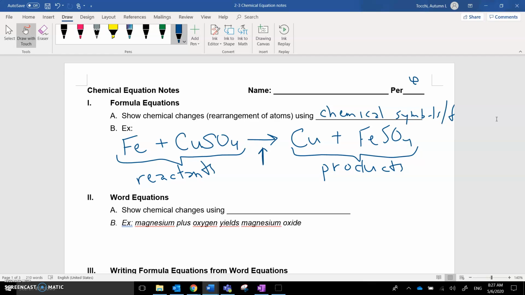And like I mentioned verbally, this little arrow means yields, makes, forms, produces. It's kind of like an equal sign in math class. So oftentimes what we get in science is we get these word equations. So we can show chemical changes using the names of substances.